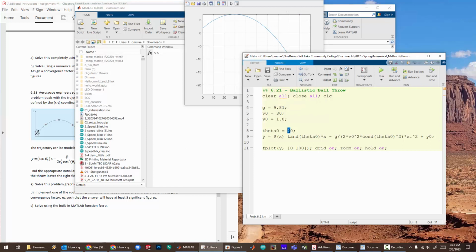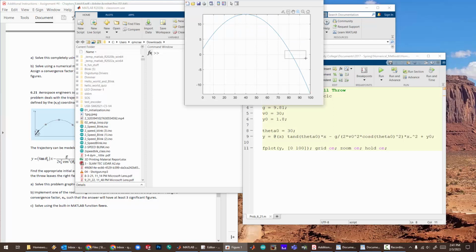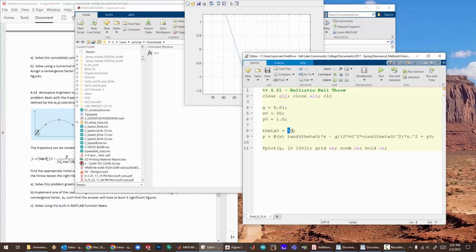If you bump that up to 30 degrees, now we're getting out a little further, somewhere around 80-some odd meters. And we need to get out to 90 meters. So let's try 40.